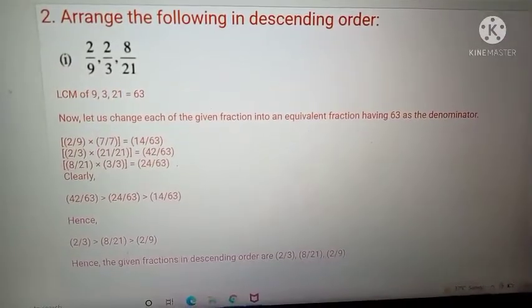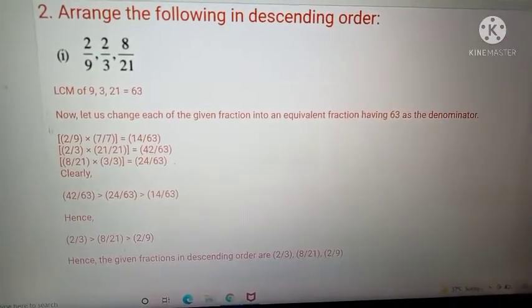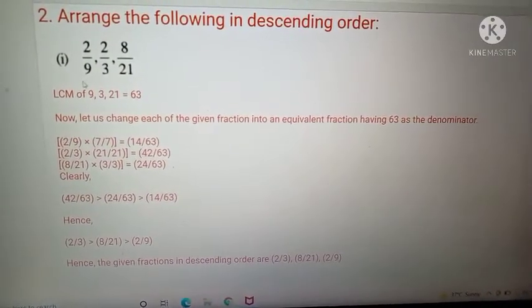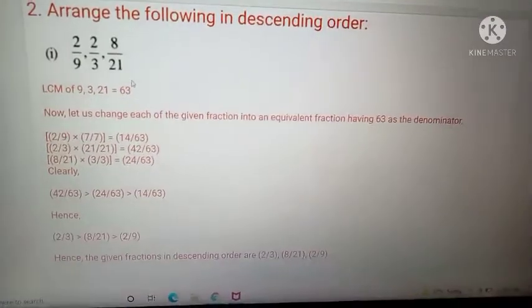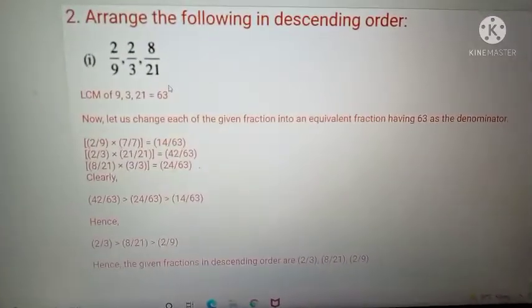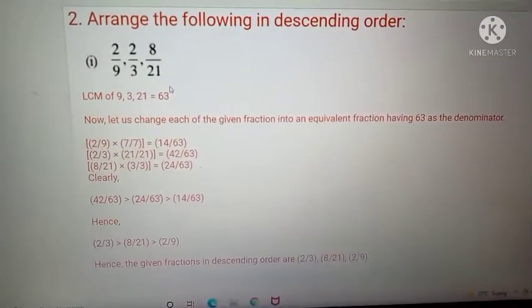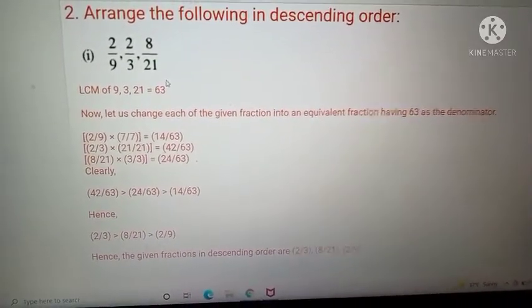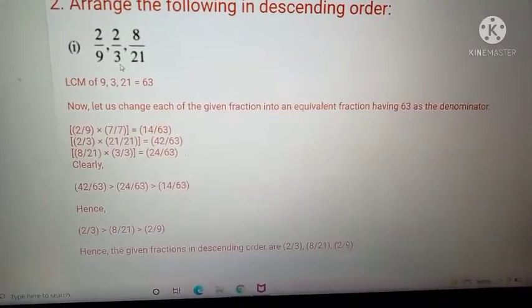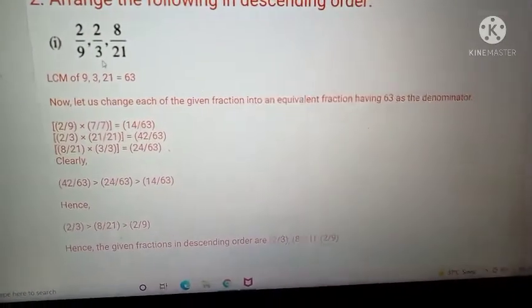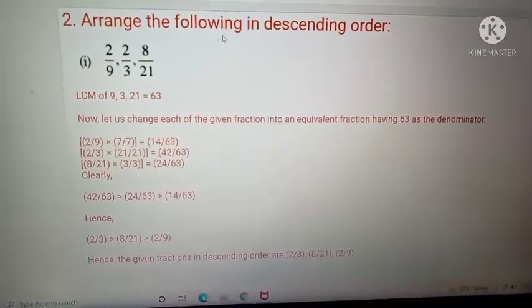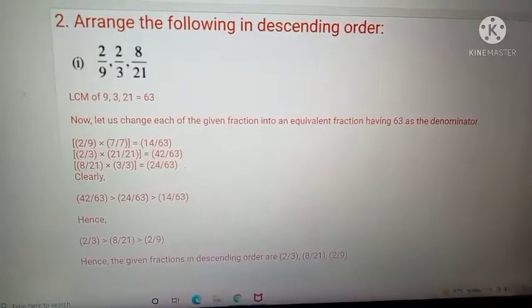Arrange the following in descending order. 2 by 9, 2 by 3, 8 by 21. We have to arrange them into descending order. What is descending order? Descending order means arranging the numbers from biggest to smallest. Big to small. And what is ascending order? Yes, small to big.